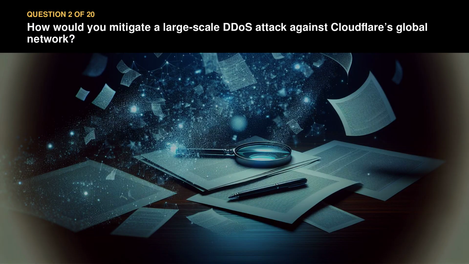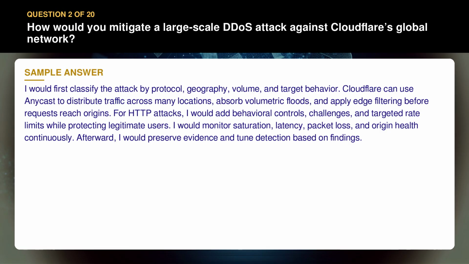Question 2. How would you mitigate a large-scale DDoS attack against Cloudflare's global network? I would first classify the attack by protocol, geography, volume, and target behavior. Cloudflare can use Anycast to distribute traffic across many locations, absorb volumetric floods, and apply edge filtering before requests reach origins. For HTTP attacks, I would add behavioral controls, challenges, and targeted rate limits while protecting legitimate users.